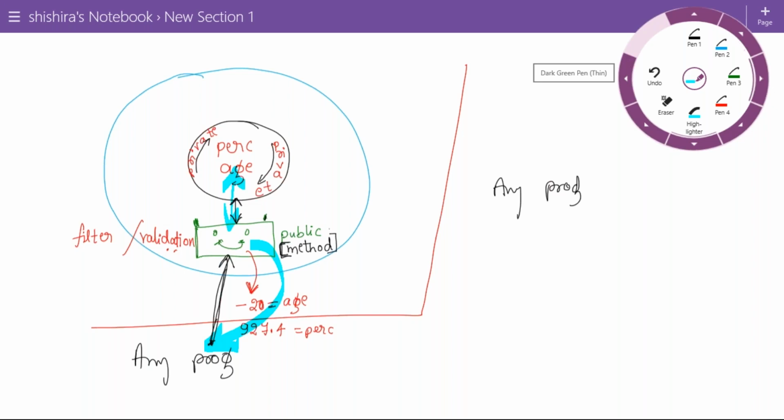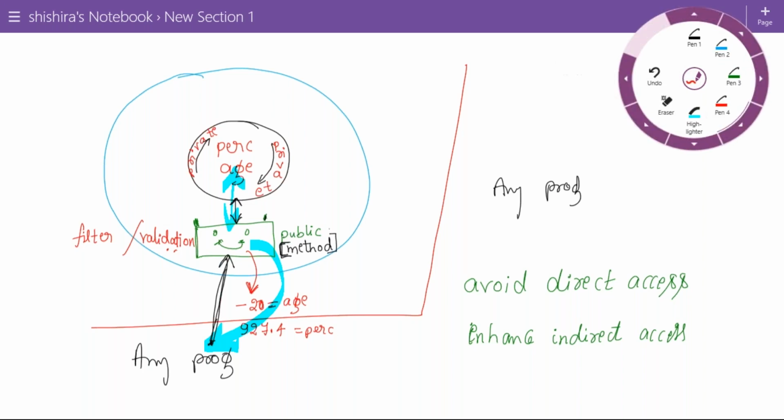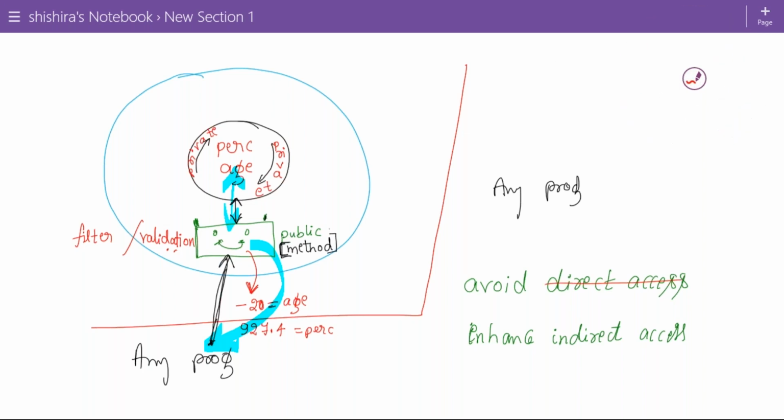What we are trying to do here is avoid direct access and encourage indirect access. So direct access is not allowed, but we are encouraging indirect access. This is the concept of encapsulation. So your data is encapsulated.